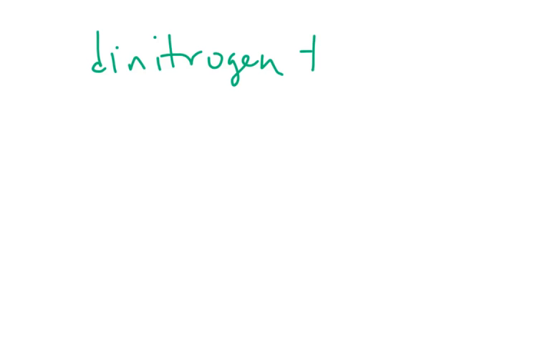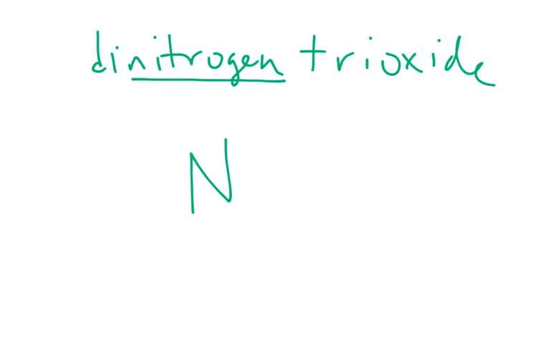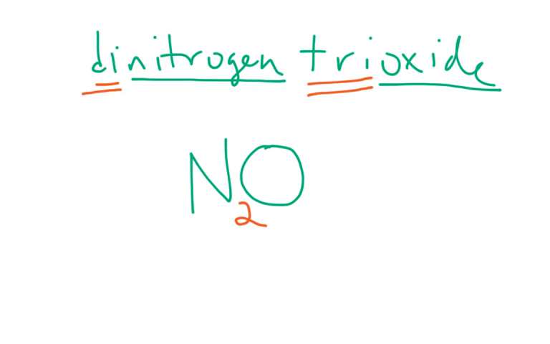Dinitrogen trioxide. So we know because of the nitrogen that there's going to be nitrogen in this first, and the oxide tells us there's going to be O. This time we have prefixes on both of these, so we're going to need to take into account the number of each element. Dinitrogen means 2 nitrogens, trioxide means 3 oxygens. So dinitrogen trioxide is N2O3.